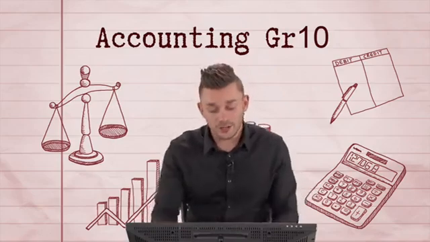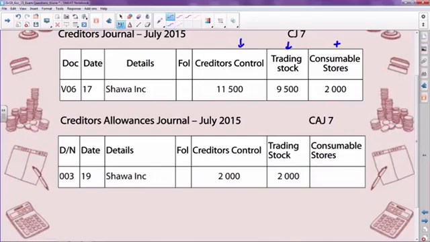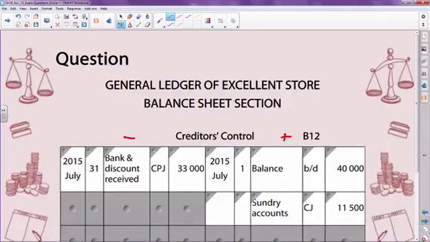Guys, let's look at it. So again, your creditors control going down on the debit side, and then your trading stock going down on the credit side because we returned the stock. So your first T account, let's go to creditors. There it is. Let's go and reveal the answer for you.